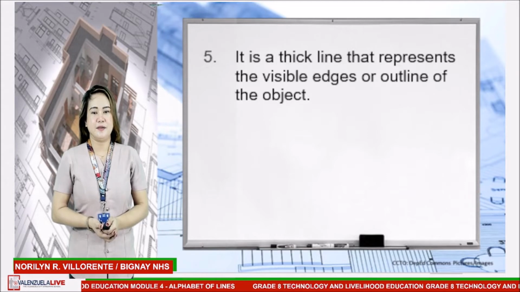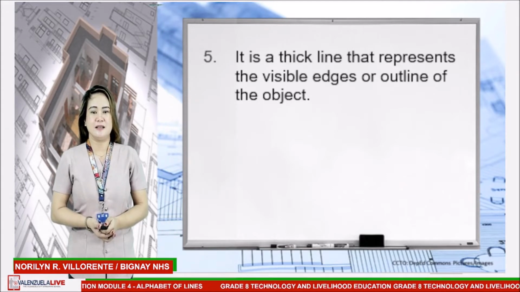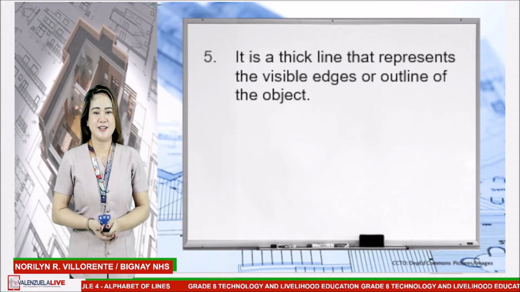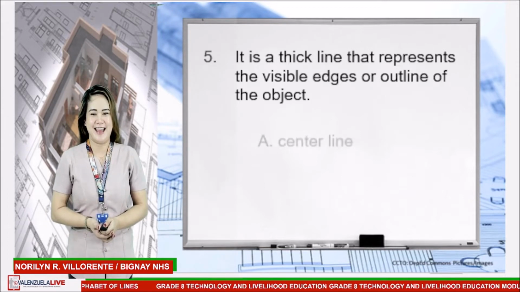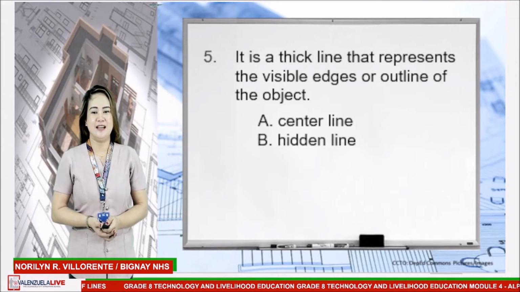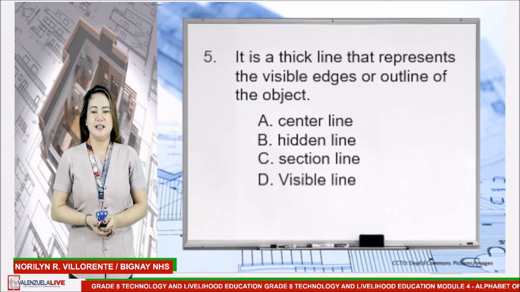It is a thick line that represents the visible edges or outline of the object. A. Center line. B. Hidden line. C. Section line. D. Visible line. Your timer starts now.